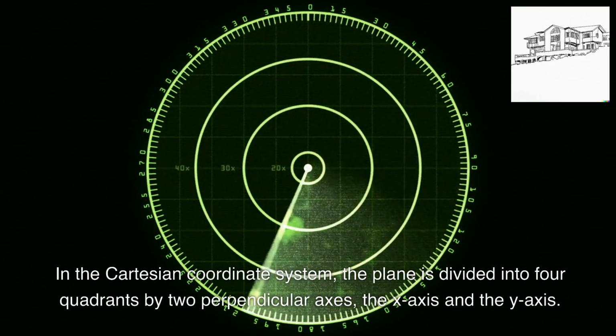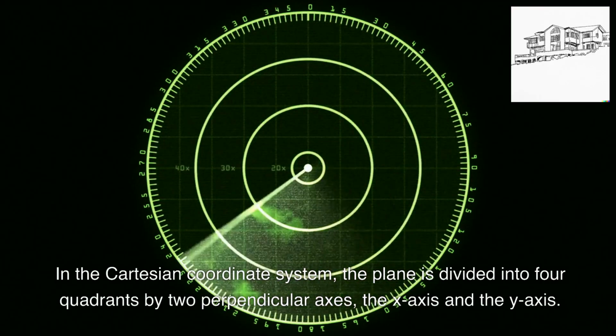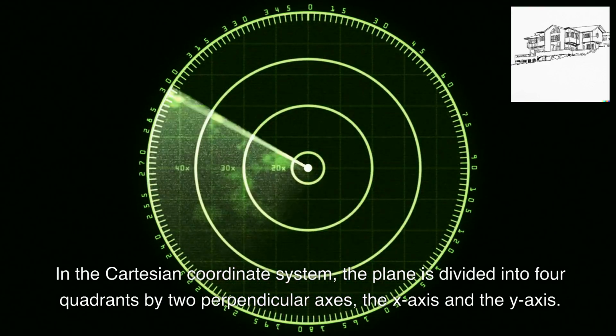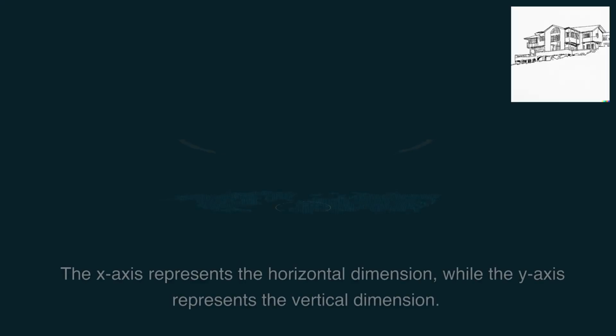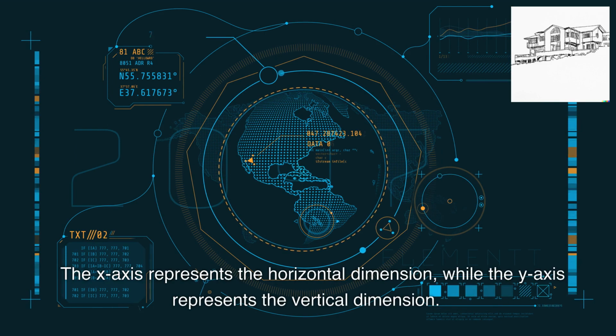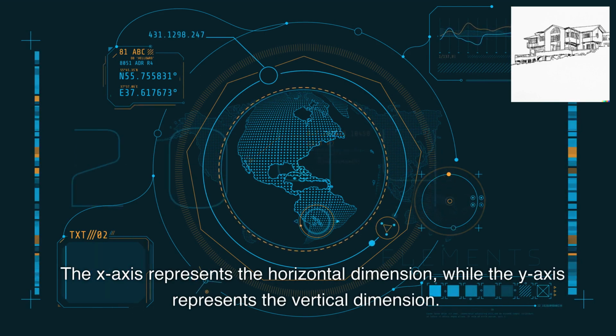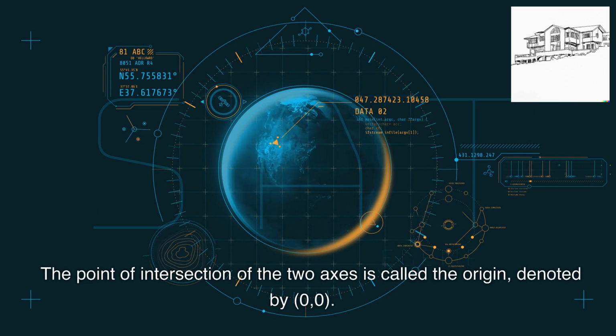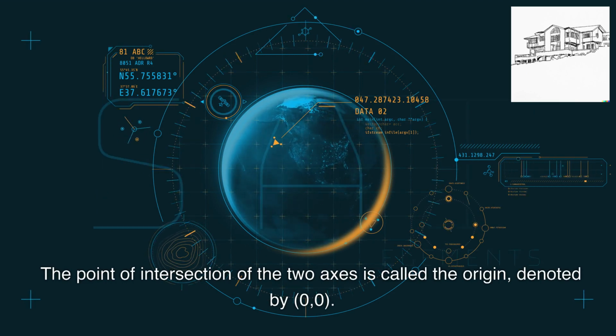In the Cartesian coordinate system, the plane is divided into 4 quadrants by 2 perpendicular axes, the x-axis and the y-axis. The x-axis represents the horizontal dimension, while the y-axis represents the vertical dimension. The point of intersection of the 2 axes is called the origin, denoted by (0, 0).